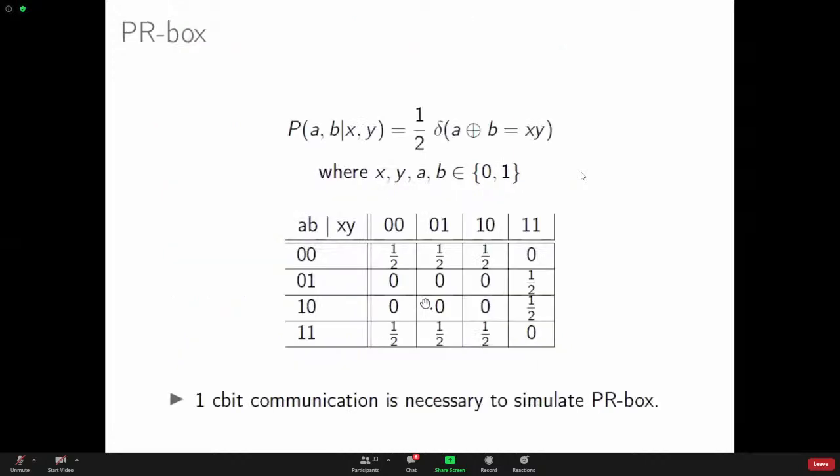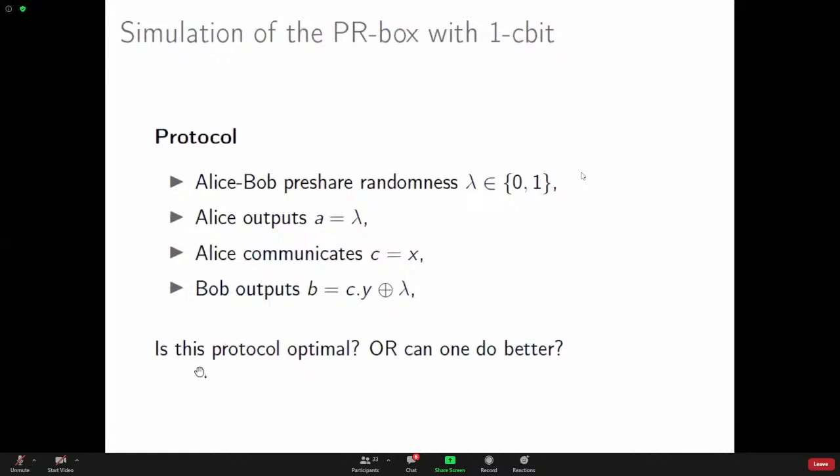So we can see from the previous, it says that when Alice communicates her measurement setting to Bob, then they can simulate this correlation, but one C-bit will be needed. Now, one may ask, is this protocol optimal, or can one do better? So can one do this simulation with less than one C-bit? One can argue that no, it is not possible to do with less than one C-bit.